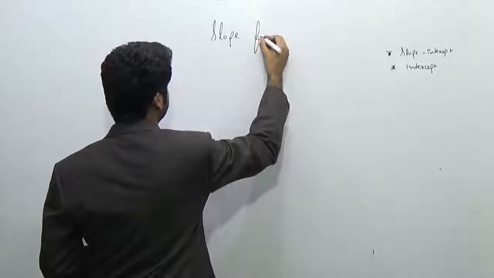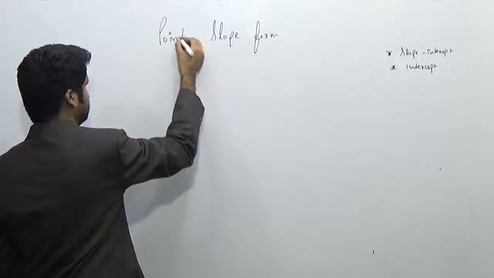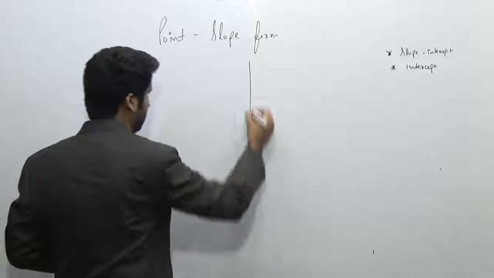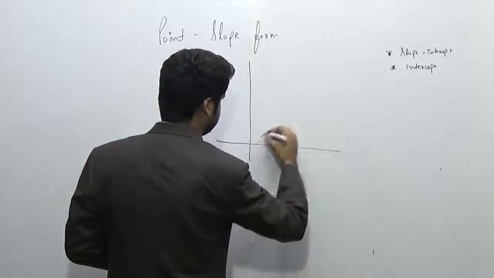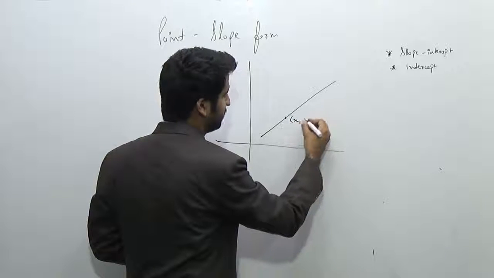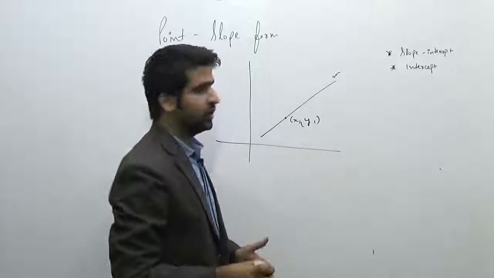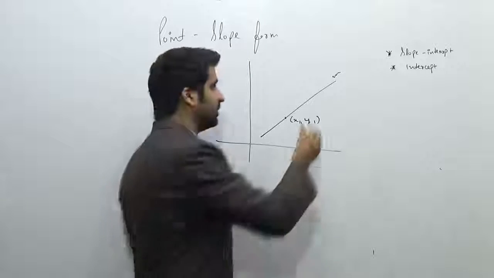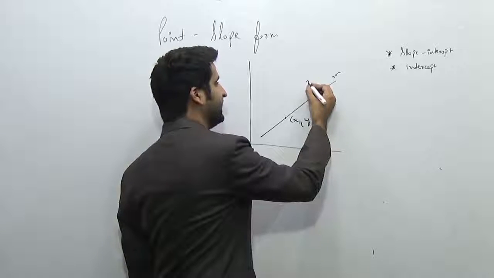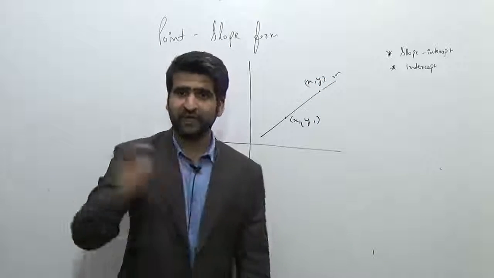Equation will be called point slope form. Okay, the form of the line will be point slope form. Now this is a line, and I know this point, let's say x1 comma y1, and I know the slope of this line. Okay, now let's take any random point x comma y. Just to generalize the equation of this line, I am taking some point x comma y. Okay, so that I can get a generalized relation of x and y.